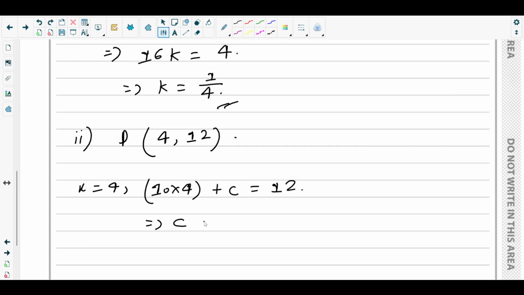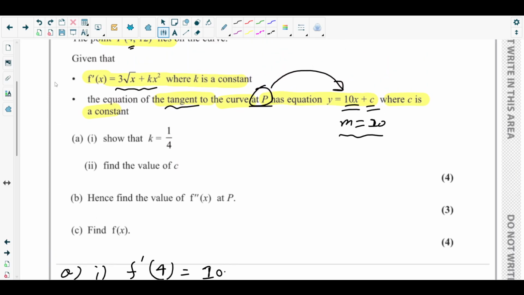Then just make c the subject. So 10 times 4 is 40. So 12 minus 40 is negative 28. So the value for c is negative 28. Done. We got the answer for section 1, and also the answer for section 2.